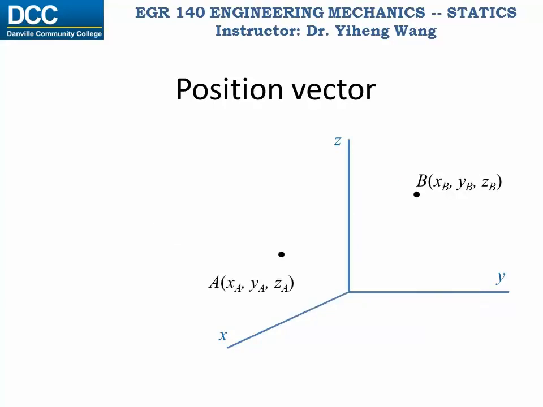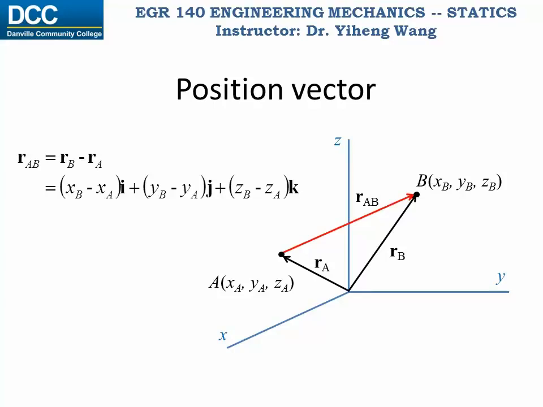If you have 2 points, point A with coordinates xa, ya, and za, and point B with coordinates xb, yb, and zb, and you want to find the relative position of point B relative to point A, this relative position can be expressed by a vector RAB that starts from point A and ends on point B, and RAB equals position vector RB minus position vector RA.